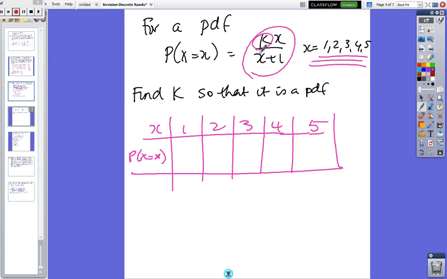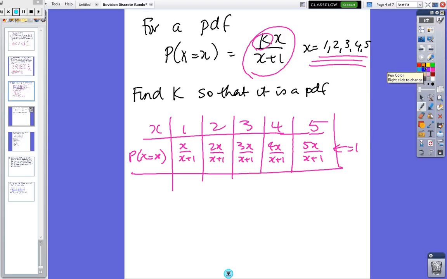So the first one is going to be x over x plus 1, and then it will be 2x over x plus 1, 3x over x plus 1, 4x over x plus 1, 5x over x plus 1. Okay, so that's not too hard so far. What are we going to do with them? We're going to say that they equal 1.